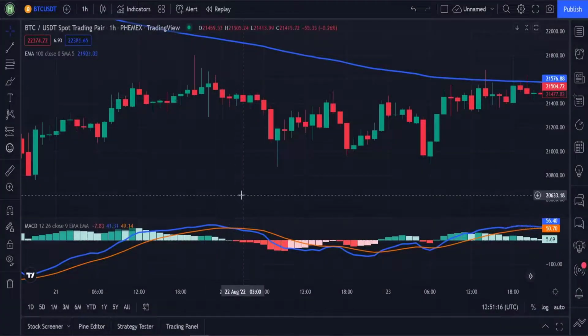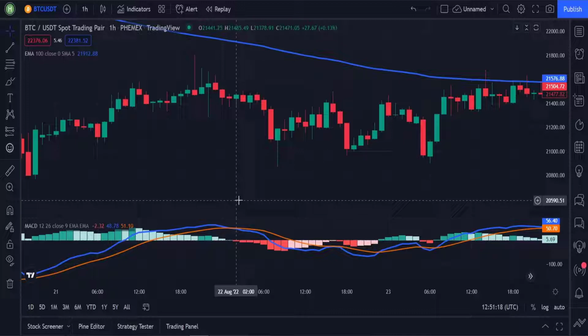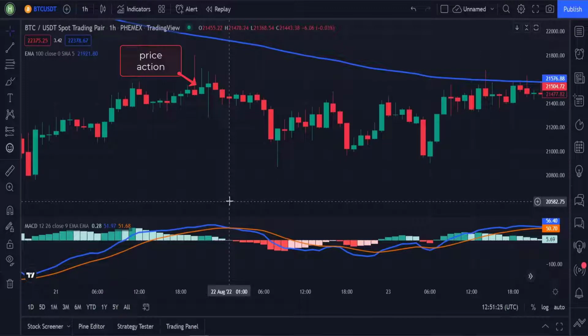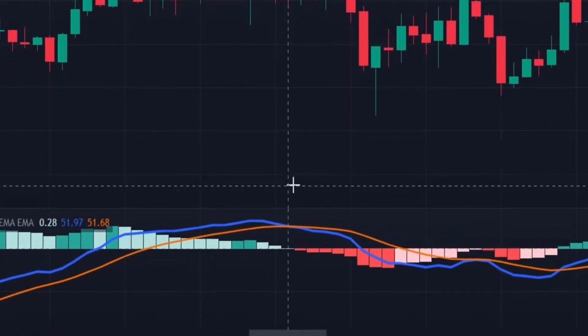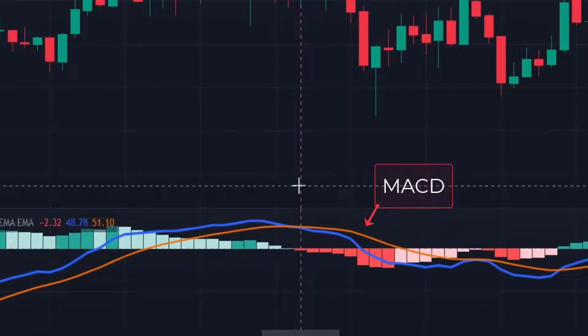Now we'll take a look at rules for a short trade. For the short trade, rules are exactly opposite to the long trade. First thing we want is the price action to be below the 100 EMA, like it is here. Secondly, we want the blue line on the MACD indicator to cross below the orange line like it is doing over here. When these rules are checked, you can get in for a short trade.